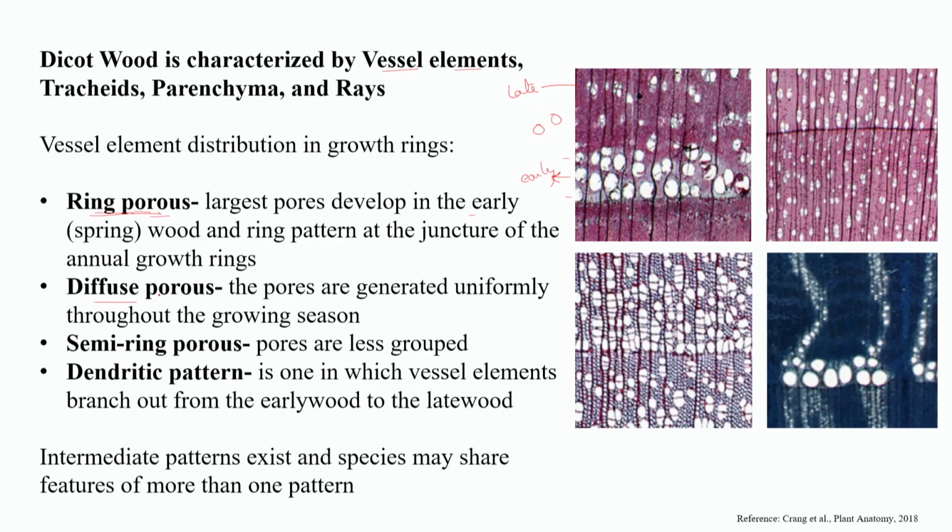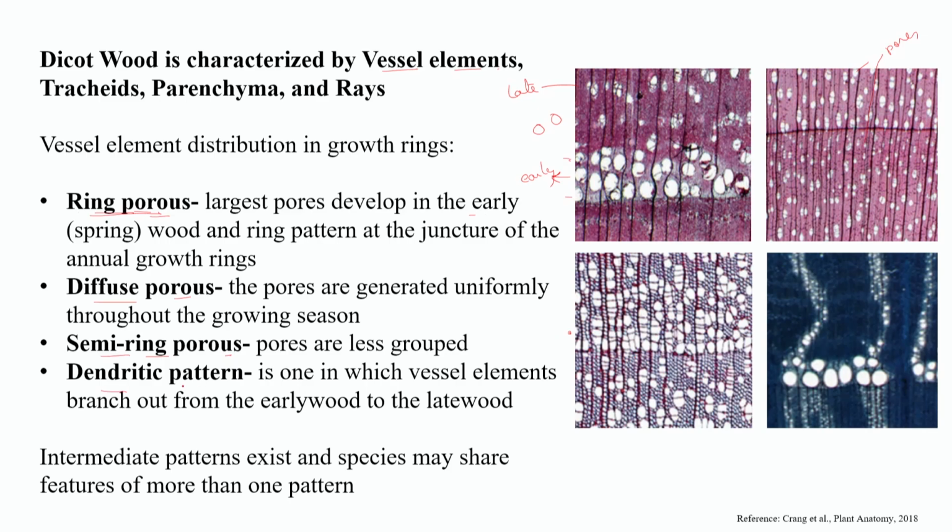In diffuse porous wood, it is observed that the pores are uniformly distributed, in the late wood and in the spring wood also. You can see the porous vessels are uniformly distributed in the entire wood. Similarly, you can see semi-ring porous, when the pores are less grouped, like in this as compared to this one. Pores are less grouped in the semi-ring porous.